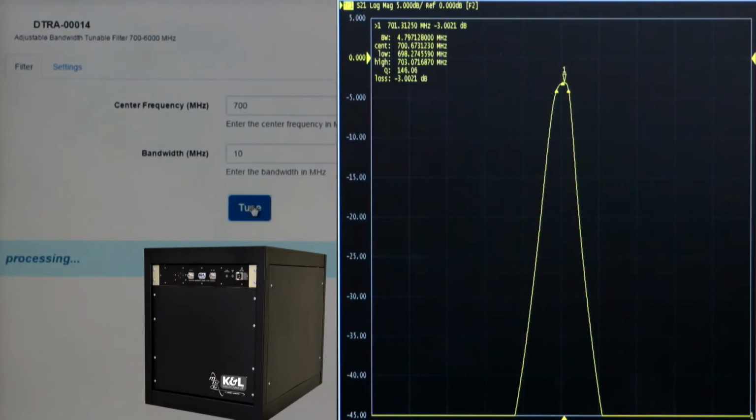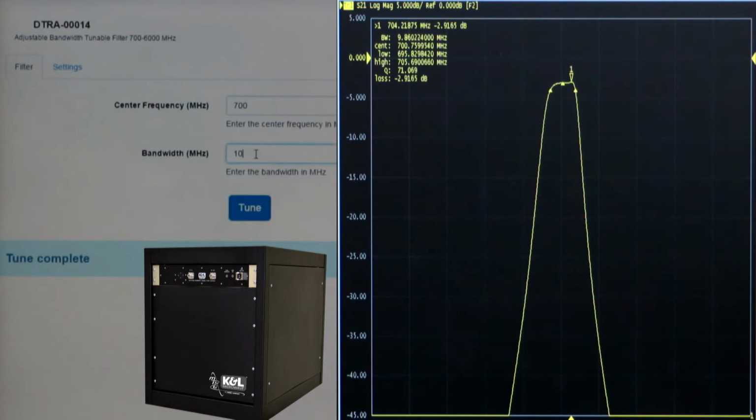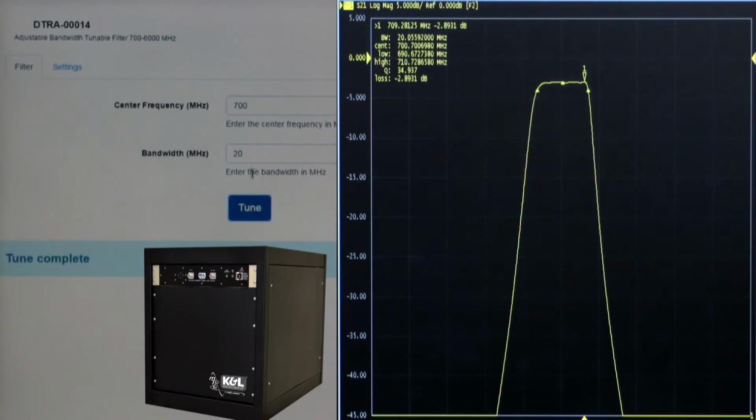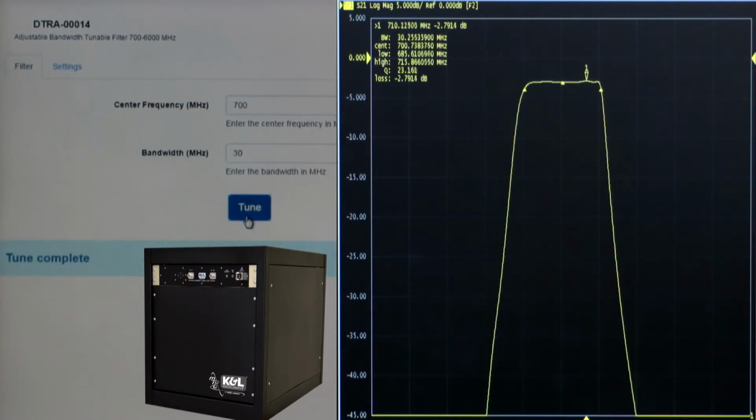This demonstration shows the system tuned to a center frequency of 700 MHz. The bandwidth is then being changed from 5 MHz through 10, 20, 30, and finally 40 MHz.